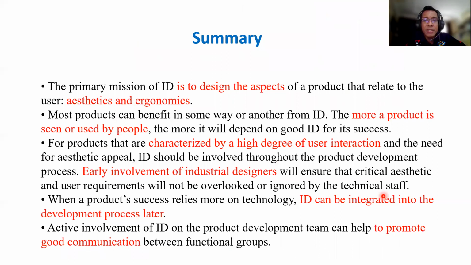So for the summary of this chapter, we already introduced the topic of industrial design. We already discussed the benefit of ID in terms of product quality, how the ID process takes place, and that the primary mission of ID is to design the aspects of the product related to the user interface, for example aesthetic values and ergonomic needs. Those are two important key factors we need to consider in ID design.